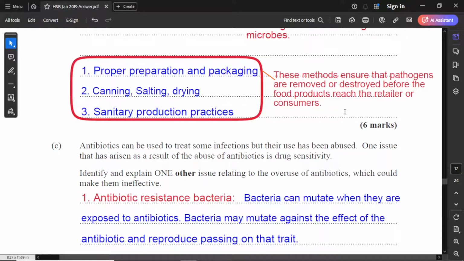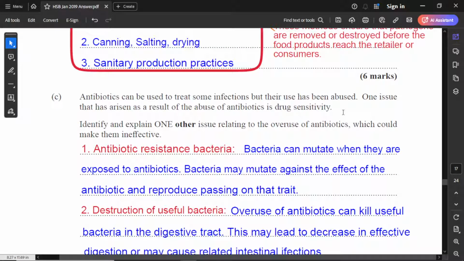All right, so for part C of this, antibiotics can be used to treat some infections, but their use has been abused. One issue that has arisen as a result of the abuse of antibiotics is drug sensitivity.